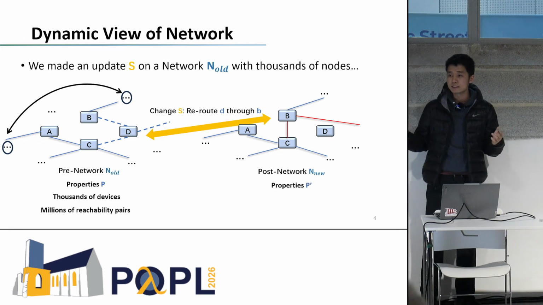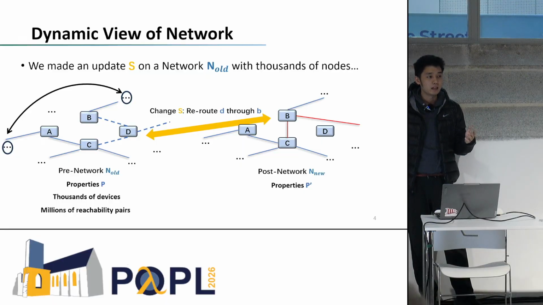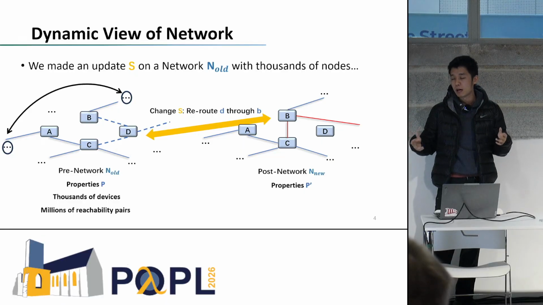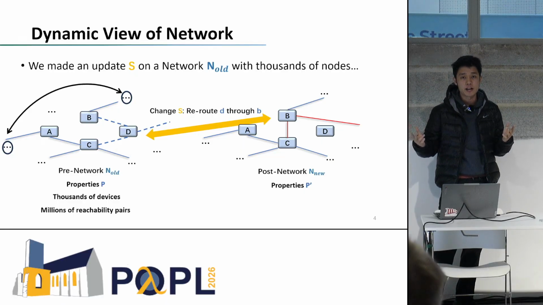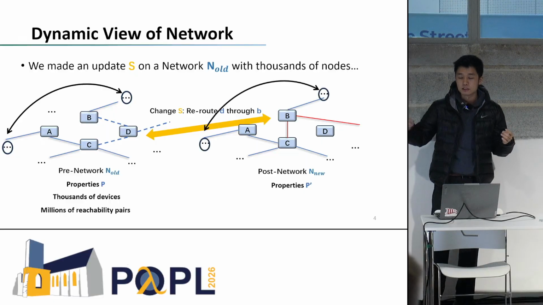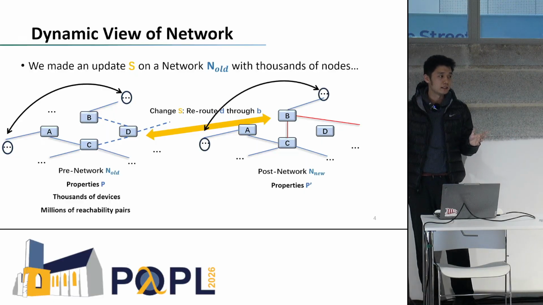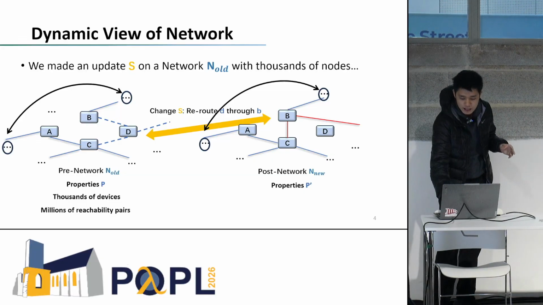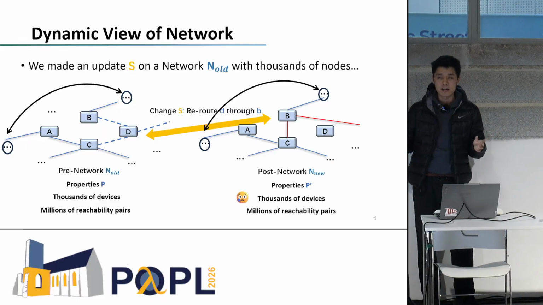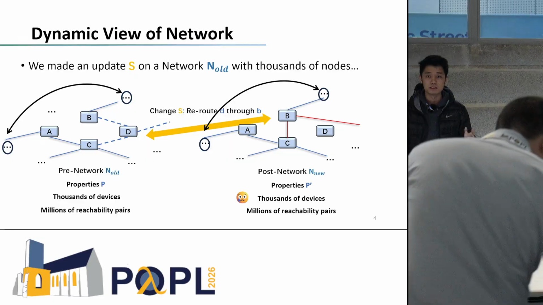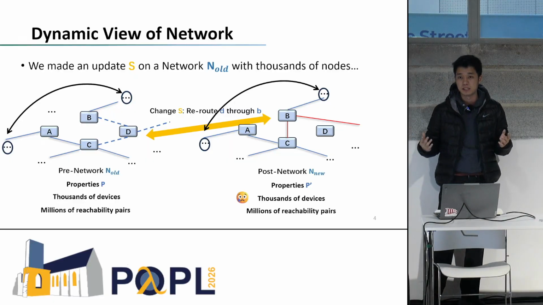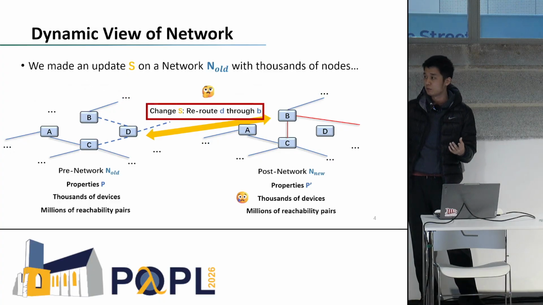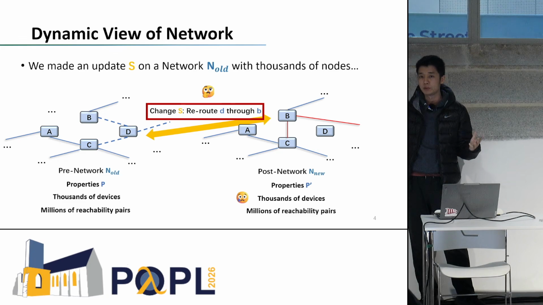We will state another set of properties P prime, which may or may not be the same as the property P. But this property P prime is again too coarse to capture the change you have made, such as the reachability between some very far away devices will never be able to capture the internal rerouting you have made. And you definitely don't want to state the change by looking through this network with thousands of devices and millions of reachability pairs. So the question is, can we focus on the change itself instead of doing so on the whole new network?